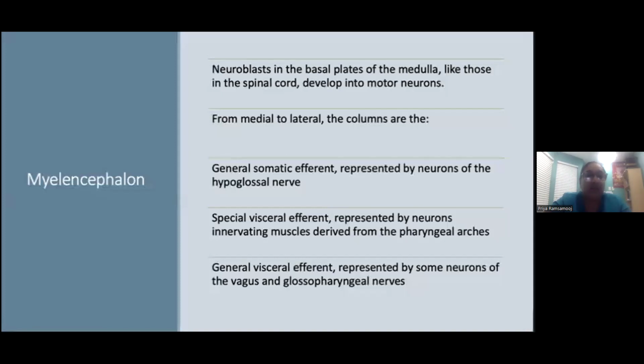So the myelencephalon, rounding up: the neuroblasts in the basal plates of the medulla, like those in the spinal cord, develop into motor neurons. This is important as we need to know the organization of it from medial to lateral. The columns are as follows. You have your general somatic efferent, which would represent neurons of your hypoglossal nerve. Then you have your special visceral efferent, which would innervate muscles derived from your pharyngeal arches. And rounding up, you have your general visceral efferent, which would be your vagus and your glossopharyngeal nerves. So this is from the basal plates of the medulla, from medial to lateral, and we'll have an image to just kind of concretize that in your minds.